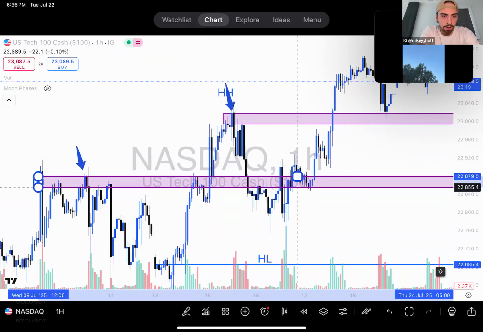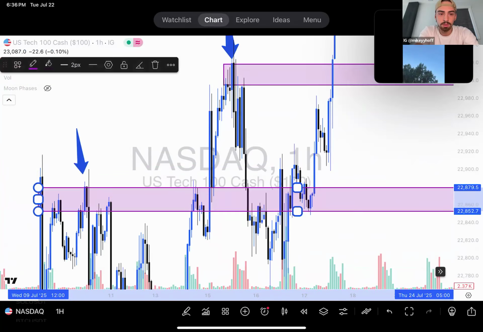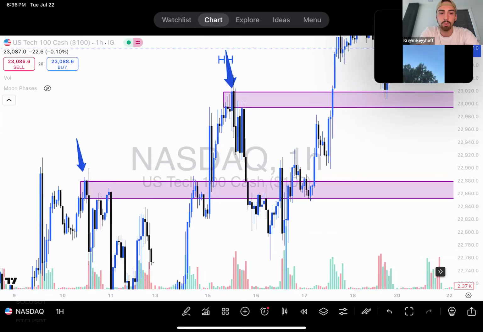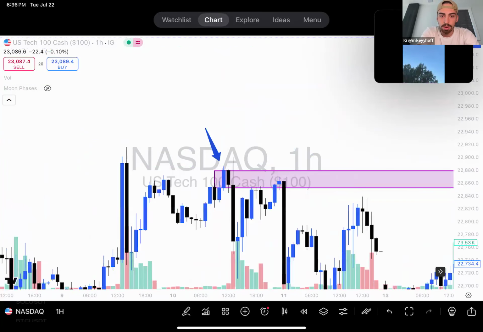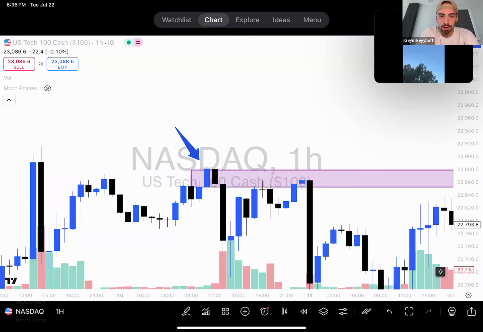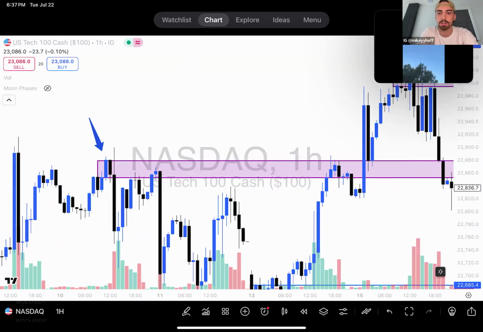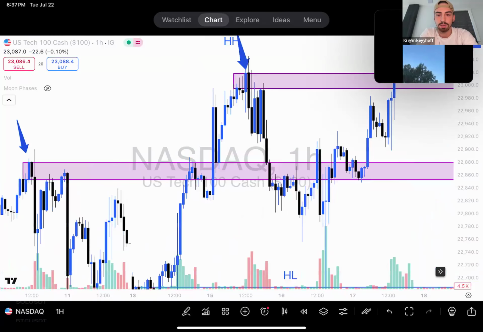And also for marking out your zones, you want to use not from wick to wick for that specific candle, right? But you can see I marked it out from the bottom of the body of that candle to the top of that body from that candle. We're not looking for the wick to wick. We're looking just for the body of that candle.